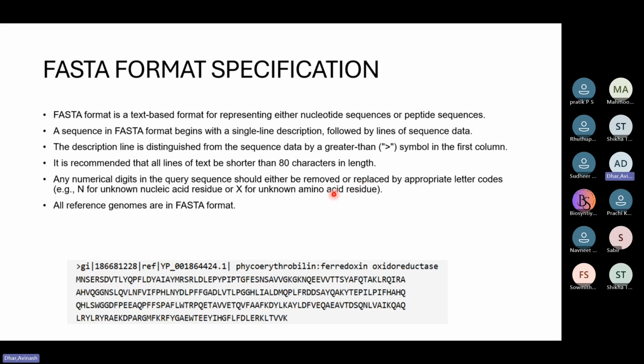Also, you should not have any numerical digits, any numbers, as part of your sequence. You can have numbers as part of your first line, which is the description line. But numbers should not be a part of your sequence line. Anything that is unknown can be represented by N in case of nucleotides and X in case of amino acids. Okay.